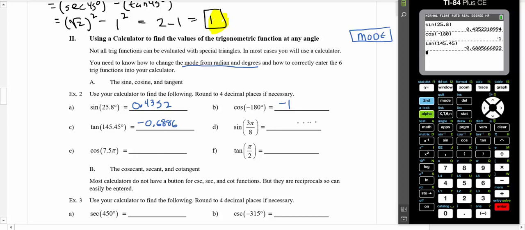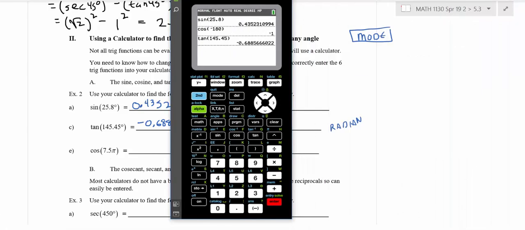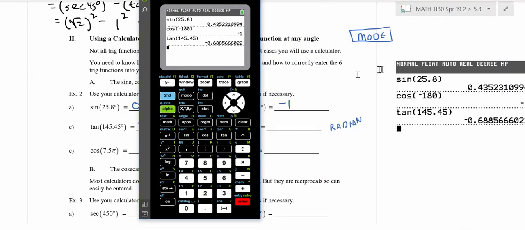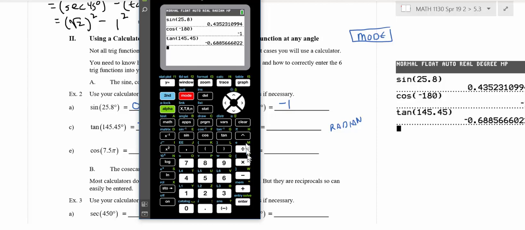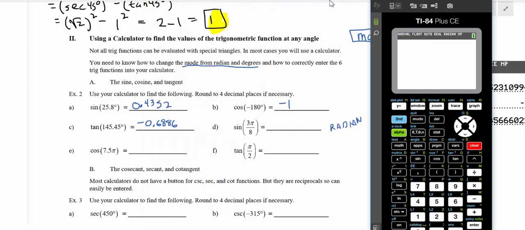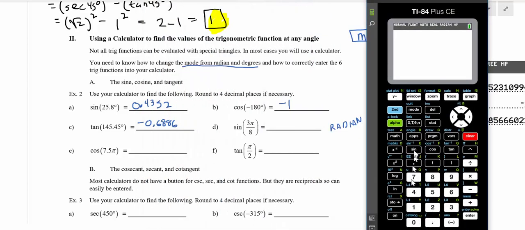Now the rest of these problems are in Radian mode. So before you put in D, E, and F, you need to change to that mode. The way you're going to do this is press your mode button, highlight radians, press enter. Okay, so now we're in Radian mode. Then you can quit to go to a clear screen, and then we'll put the rest of these in.